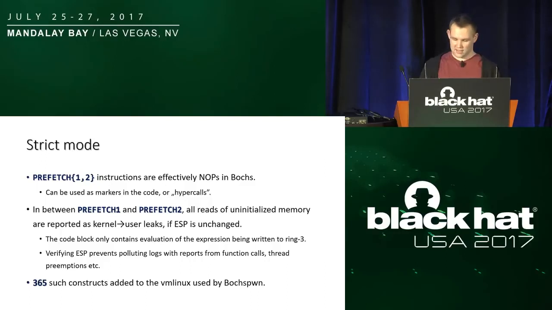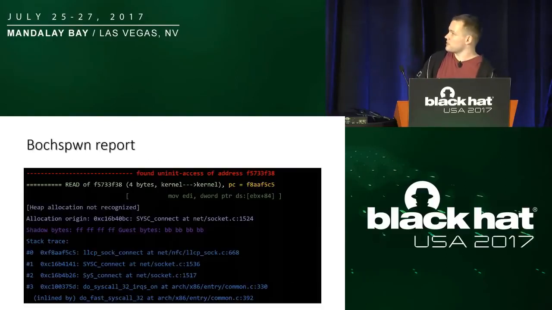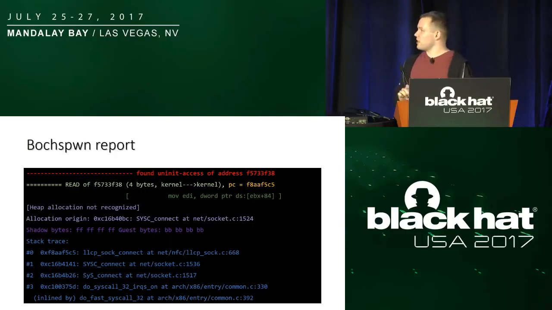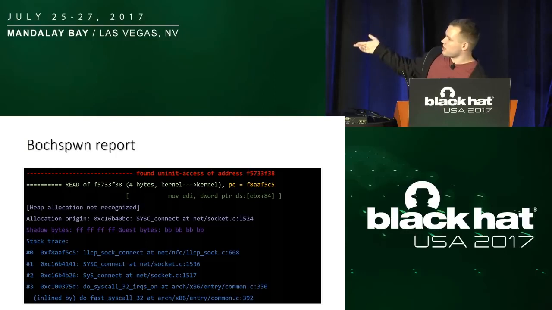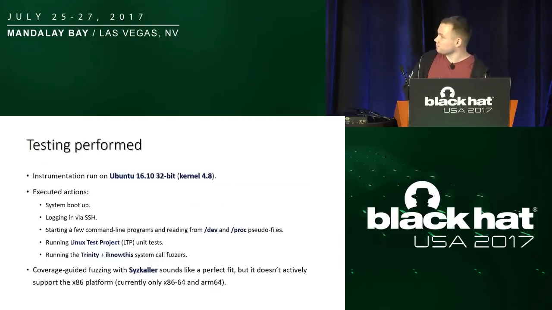You are welcome to ask me about the details of that after the presentation, but that's how it looks in assembly. We have the prefetch 1 and prefetch 2 instructions, and in between them we just sanitize all of the memory reads. So we have a very similar log to the Bochs report right now: all the same information about the instruction, the stack trace where the bug happened, and so on. We also have a kernel debugger attached, so we can debug these bugs at runtime.